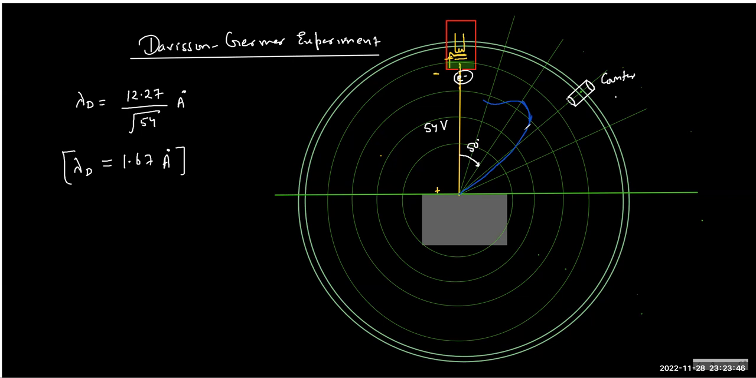Now I'll try to tell you why it is 50 degree. As a matter of fact, the lattice dimension of the nickel crystal is known to us, and the lattice of the nickel crystal is something like this. This is 50 degree, and what I'll do is extend this line, which is the angle bisector, and then you can draw the line which is perpendicular to this 50 degree line.